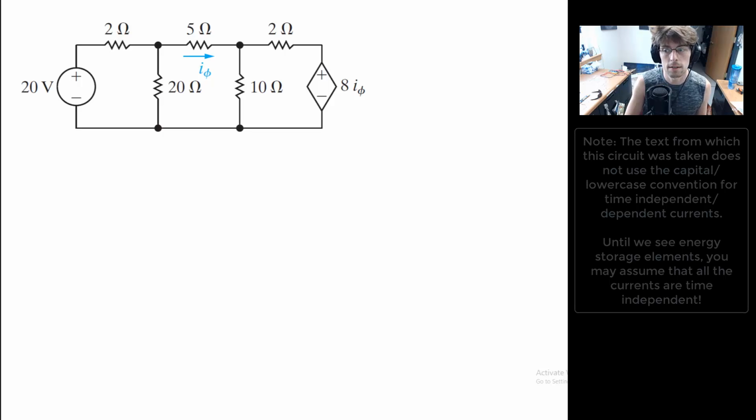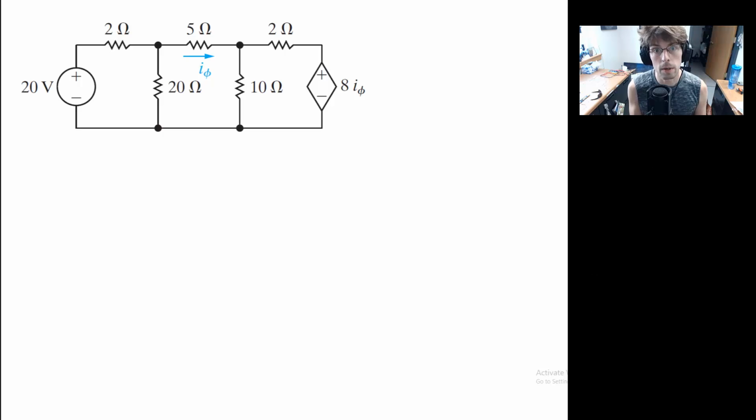All right, there we go. You notice already that I've made it slightly more tricky. I chose a circuit that has a current controlled voltage source. So that's a little bit more of a trick here. Okay, let's go at it.